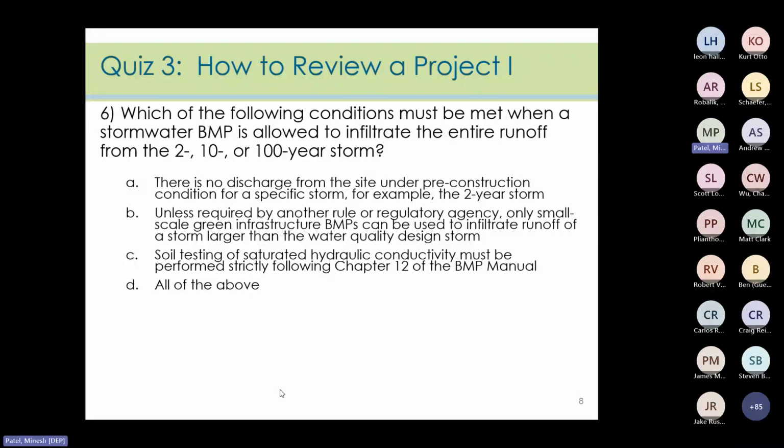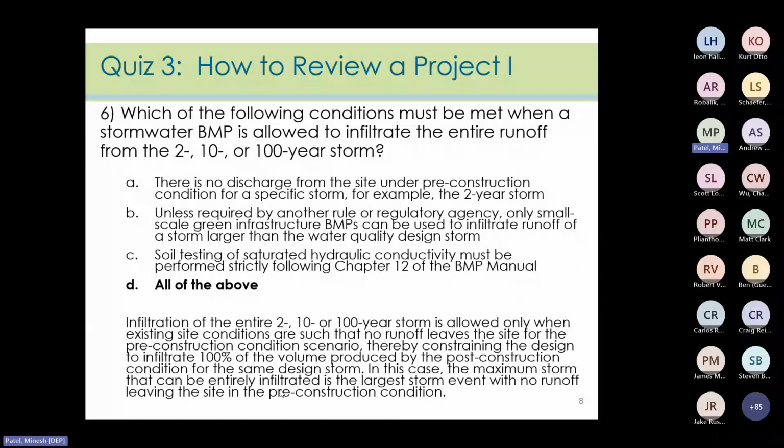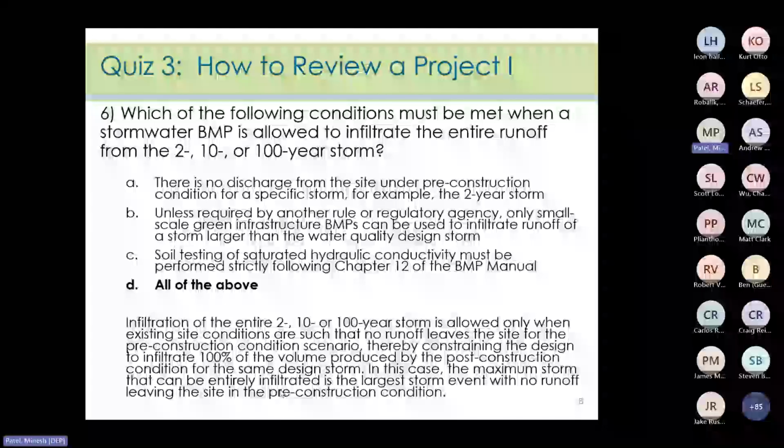Question 6, which of the following conditions must be met when a stormwater BMP is allowed to infiltrate the entire runoff from the 2, the 10, or the 100-year storm? And the answer is D, all of the above. Infiltration of the entire 2, 10, or 100-year storm is allowed only when existing site conditions are such that no runoff leaves the site for the pre-construction condition scenario, thereby constraining the design to infiltrate 100% of the volume produced by the post-construction condition for the same design storm.